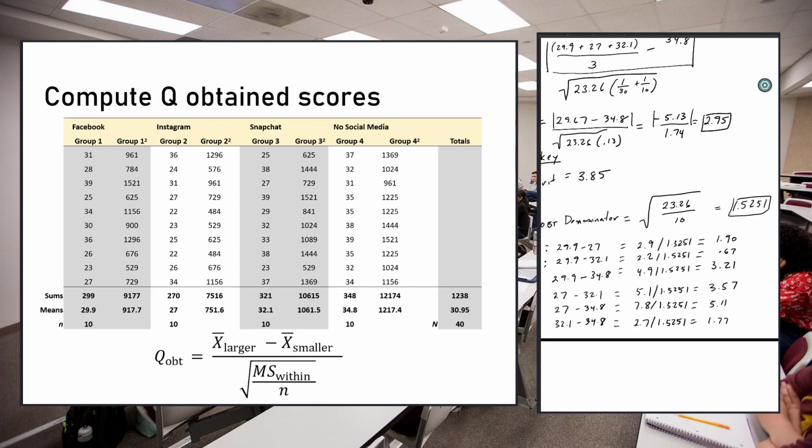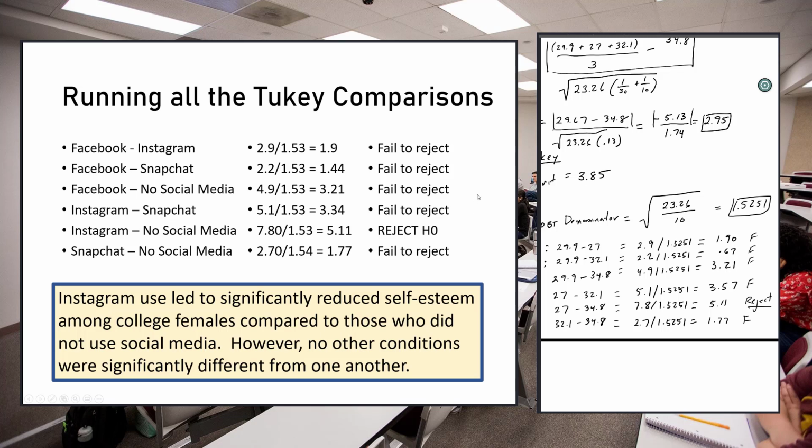Okay, so now that we have our obtained values of Q, we're going to basically run our decision rule by each one. And our decision rule was reject the null if Q obtained is greater than or equal to 3.85. So this is not, that's fail to reject, fail to reject, fail to reject. So far, none of them are greater than 3.85. Oh, here's one. And fail to reject. So I have this summarized on the next slide.